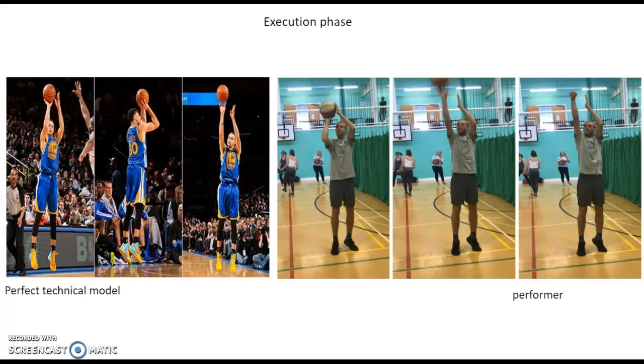Lots of players forget that a flick of the wrist at the end of the shoot is much more efficient than just pushing the ball upwards towards the net. If these two techniques are linked together, then the perfect technical model is achieved. Our performer doesn't follow the jumping technique.